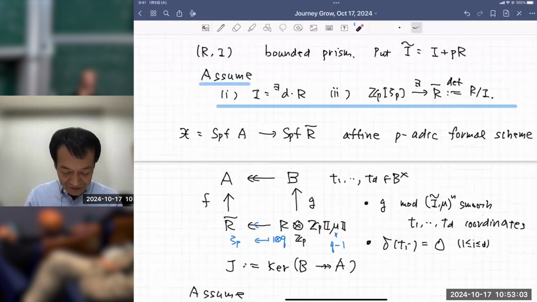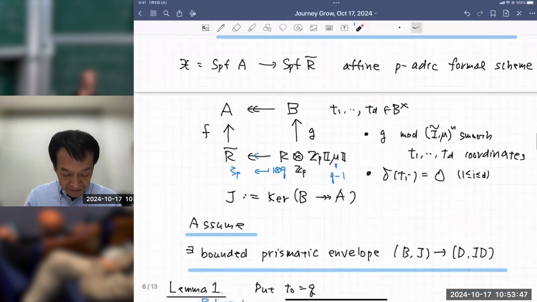Then, as in crystalline cohomology theory, I take some ring B over this tensor product, and assume that we are given some units T_i in B such that T_i modulo I tilde lives in here and mu lives in here. Modulo this one, this becomes smooth, and so these units give coordinates modulo this ideal. I also assume that B is given a delta structure such that delta(T_i) is 0, so Frobenius sends T_i to T_i to the p. Then, similarly to the PD envelope, I assume there exists a bounded prismatic envelope. I consider the envelope by taking the kernel of this map and then taking the envelope.